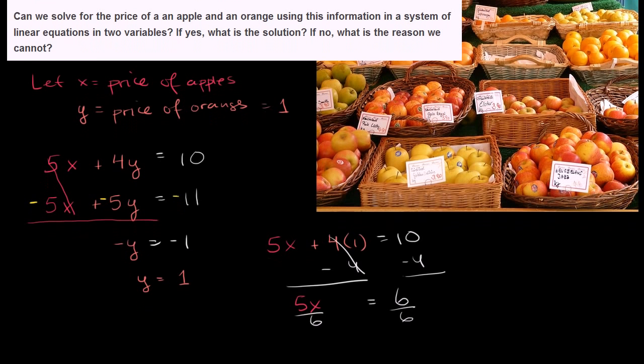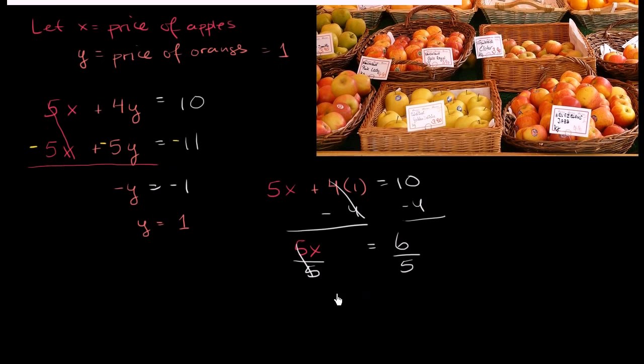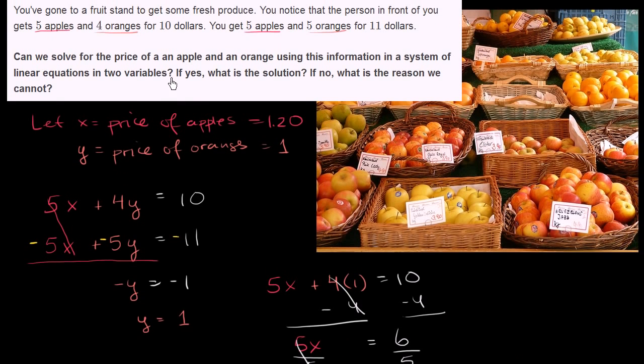So we can divide both sides by 5 in order to solve for x. My brain isn't working, it's late in the day. Dividing by 6 wouldn't have done anything; we would have gotten 6x. We just want to get an x here. So dividing both sides by 5, we get x is equal to 6/5 dollars, which is the same thing as 1 1/5, which is the same thing as $1.20. So it's $1 per orange and $1.20 per apple. So we absolutely could figure out the prices of apples and oranges using the information given.